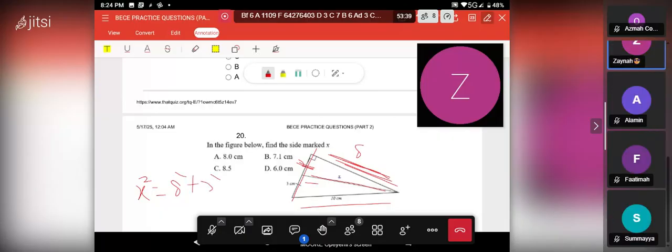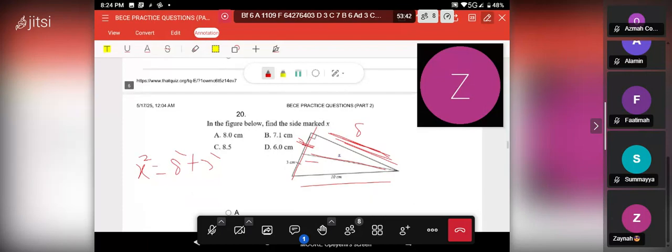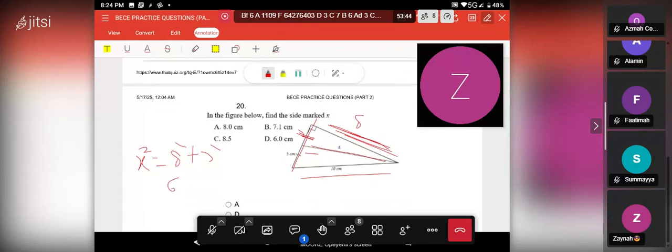This is going to be 64 plus 9. And that is 73, isn't it? Yes, sir. So x is equal to the square root of 73. So what do you get? 8.5. So that is it. You understand it? Yes, sir.